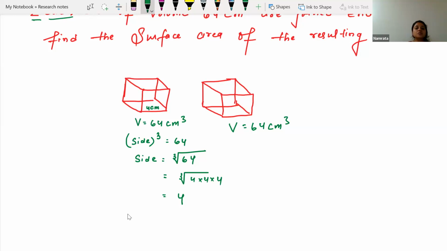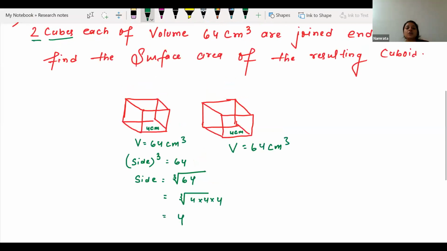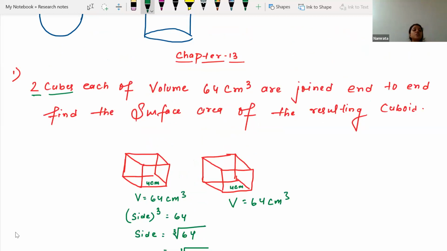Here also, since the other cube has the same volume, we can say the side is 4 centimeter. This much information we have. What else do we have to do? So two cubes, each of volume this much, are joined together. So we are taking this cube, we are taking this cube, and we are joining them together. Okay, let's join it together. We should join in such a way that this shape is formed.